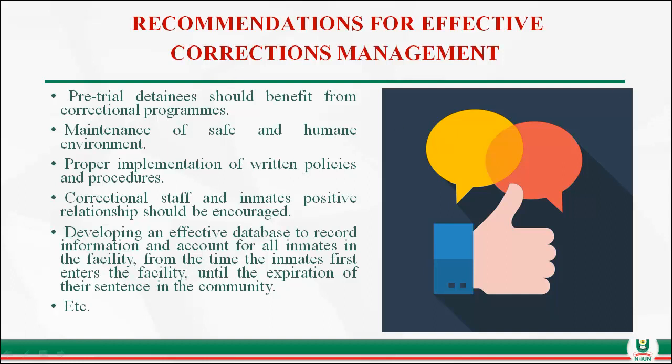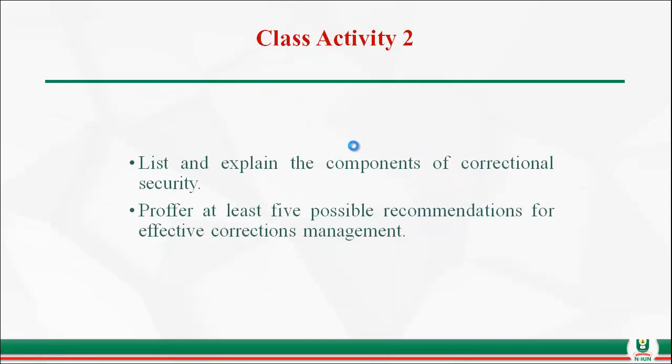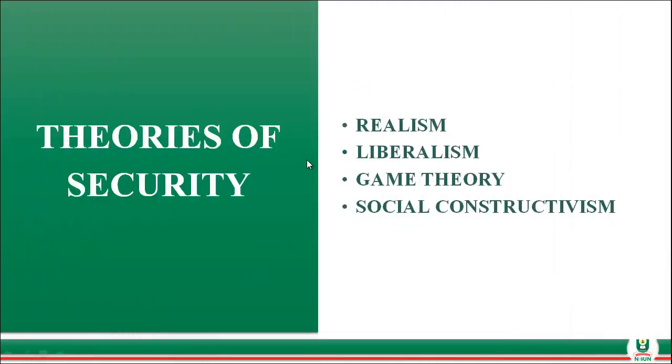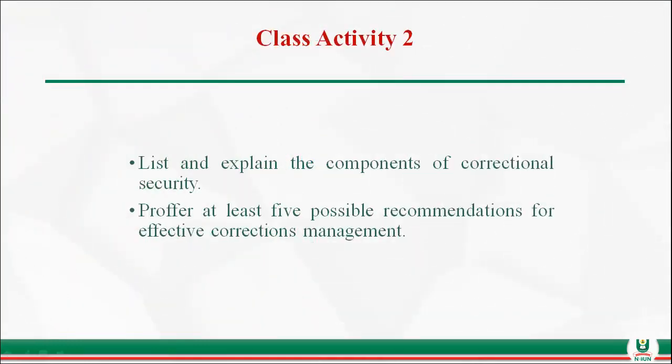Now let's look at the second class activity, class activity 2 for you. Sorry, let's go back. Class activity 2, please attempt these questions. List and explain the components of correctional security. We have discussed that. Provide at least 5 possible recommendations for effective correctional management. This you should be able to do to ensure that you've understood the lesson.